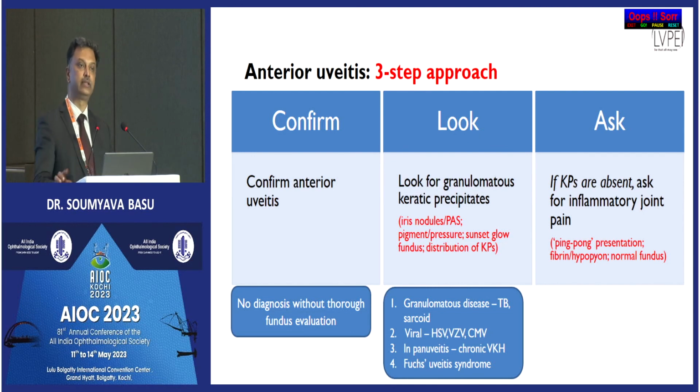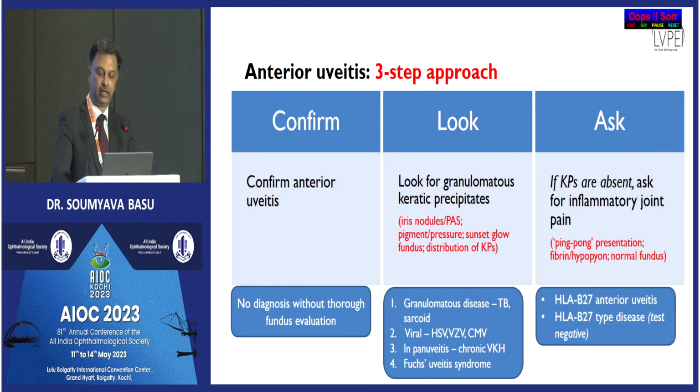And if your KPs are absent, then ask for a history of inflammatory joint pain, and with an additional history of ping pong presentation, fibrin in the anterior chamber, normal fundus, this will lead you to the diagnosis of B27 anterior uveitis.